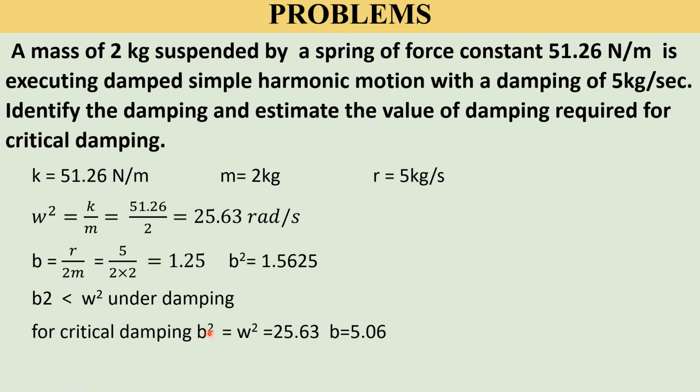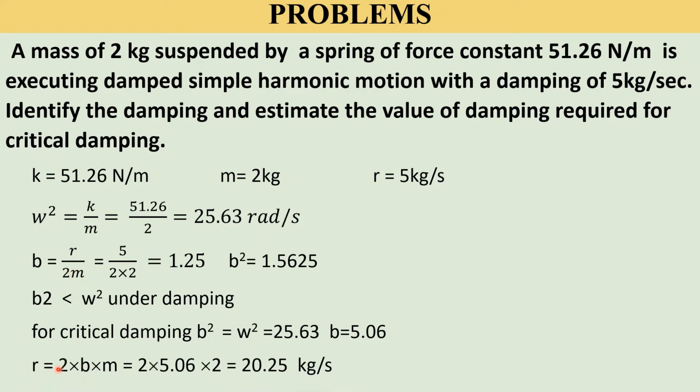So B squared should be equal to omega squared, so that is equal to 25.63. So therefore B is equal to 5.06. So if you know the value of B, you can calculate R, because R is equal to 2B into M.